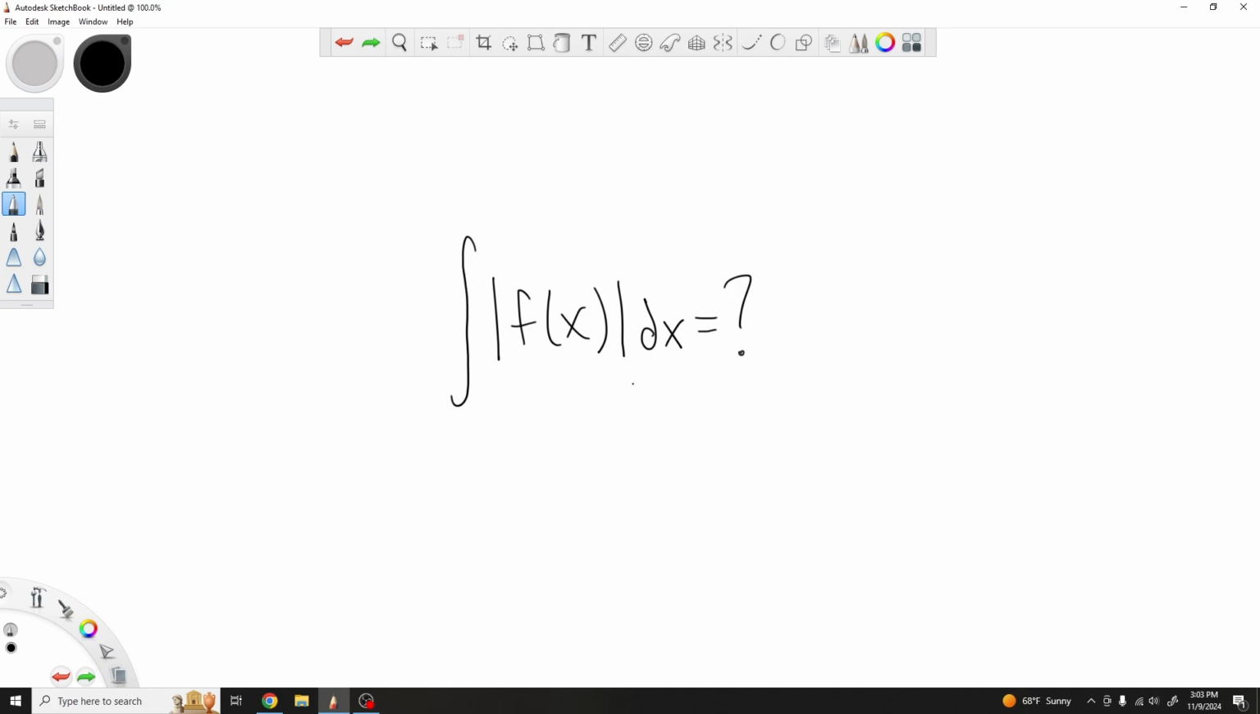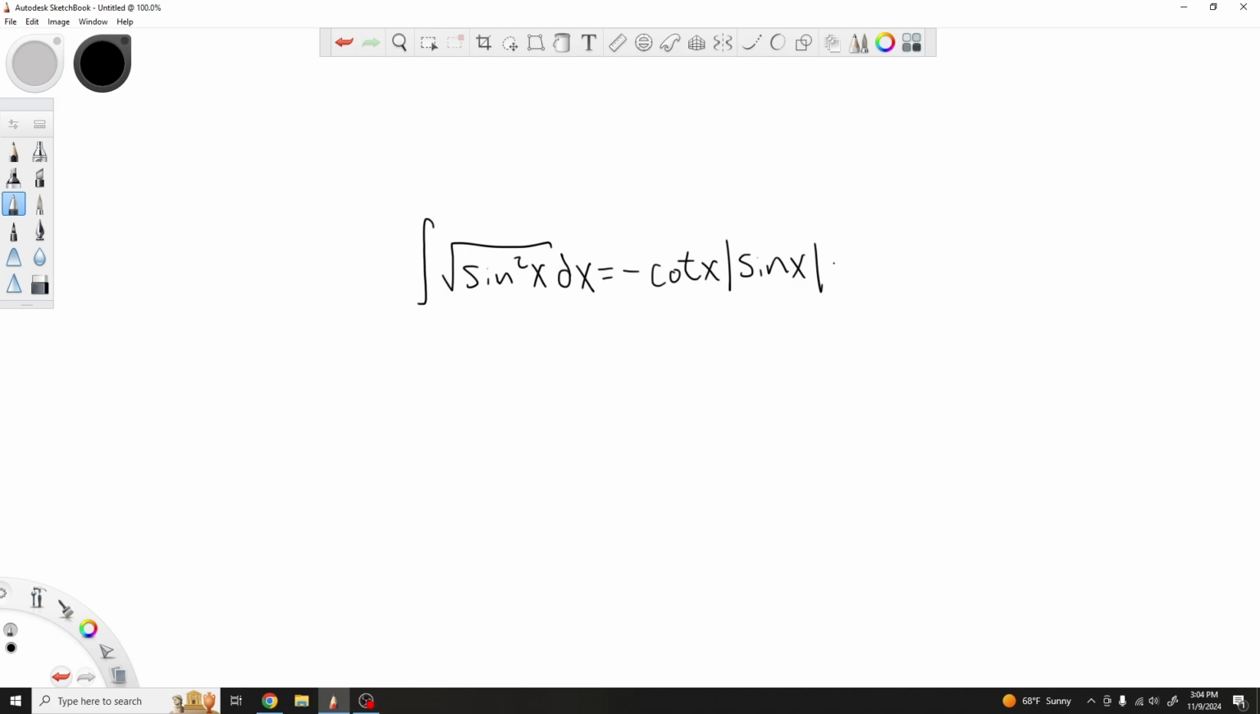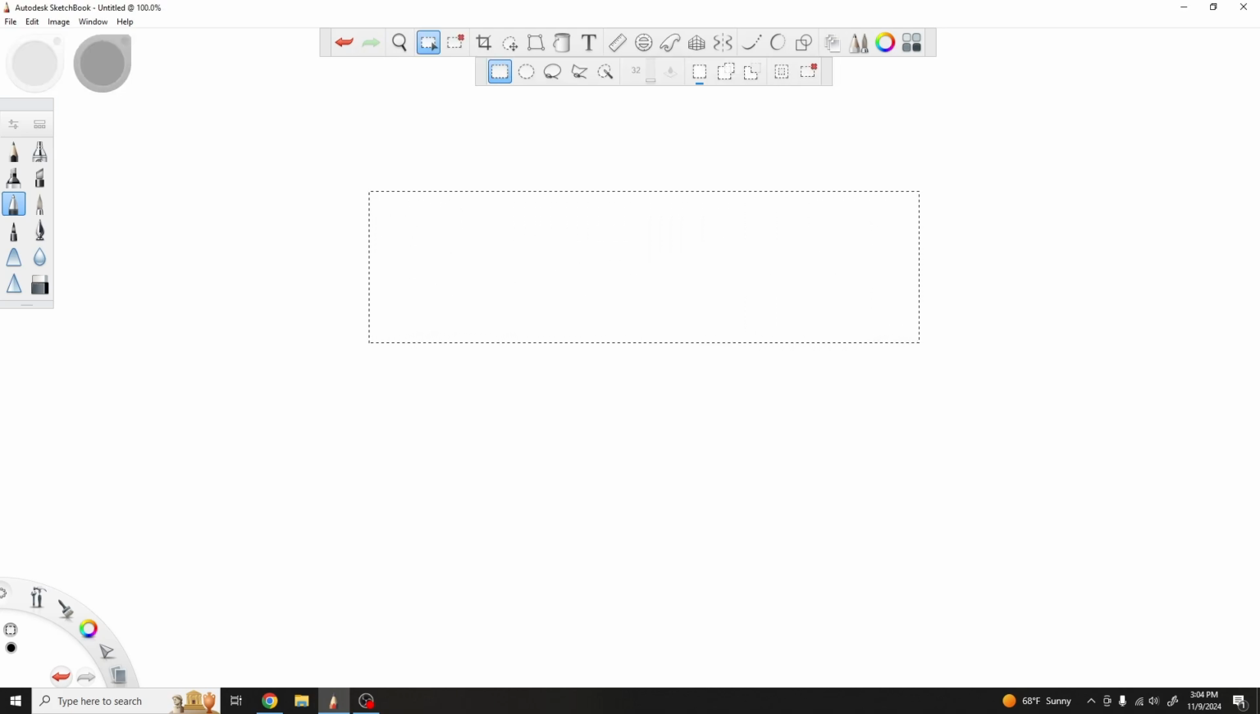I first discovered this formula while working on a problem Black Pen Red Pen was working on, which was the antiderivative of the square root of sine squared x dx. Now, in that video, he was unable to come up with a solution to this problem. However, he did mention that the answer would be negative cotangent x, absolute value sine of x, plus c. So with the formula we'll be deriving today, we'll be able to plug in sine of x and get this answer out. If you'd like to check out that video, I'll have it linked in the description below, alongside some timestamps in case you want to skip ahead in this video.